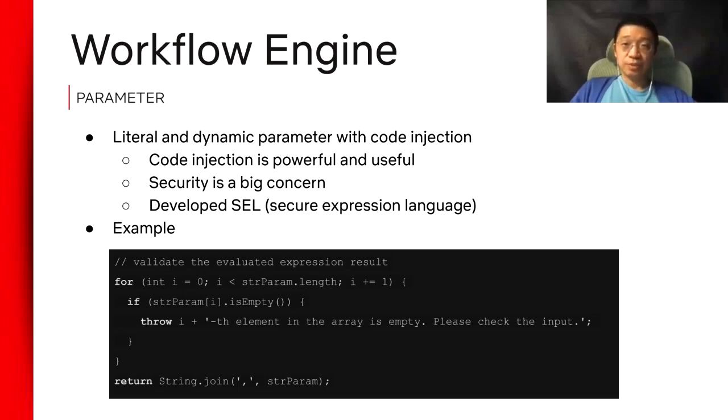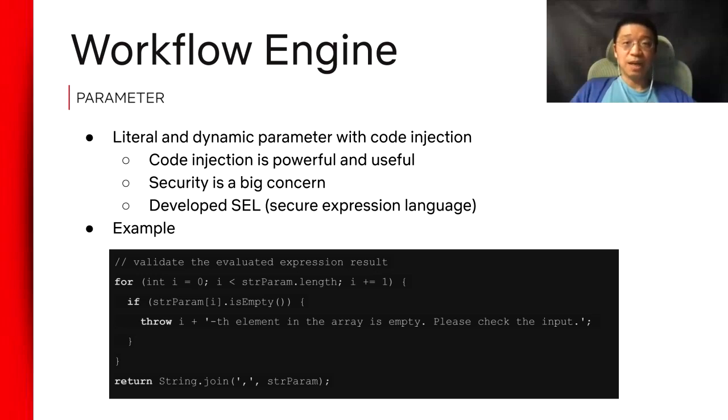As we just showed, parameters play an important role in our scheduler. We have to decide whether to support dynamic parameters with code injection or not. Code injection is super useful and powerful, and our users love it. Together with other features, it makes the workflow very dynamic. But with code injection, security is a big concern. Also, users might write buggy code.